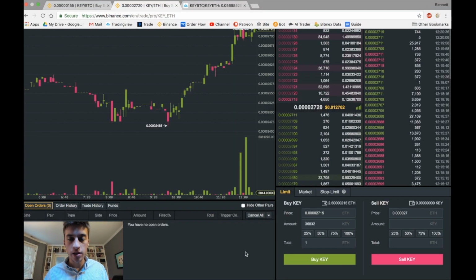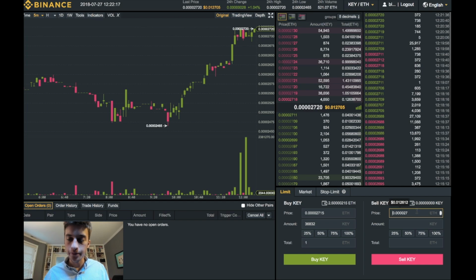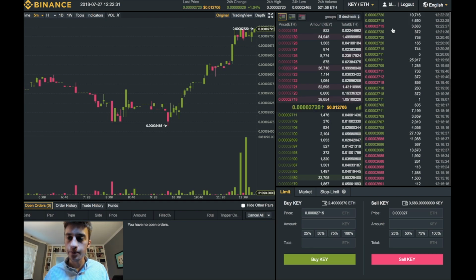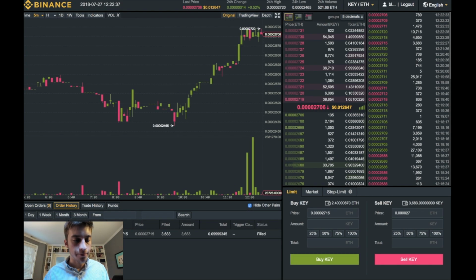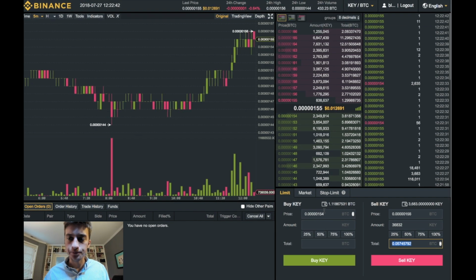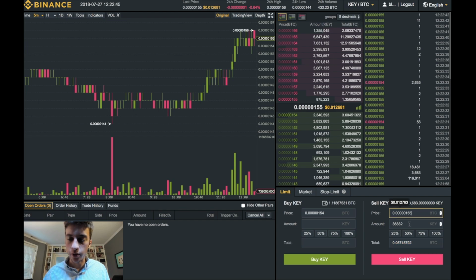Let us buy KEY at 2715. So I'm going to buy this at 2715. I'm going to use, as a test, 0.1 Ethereum. And let's see if we can get our order filled. So our order was filled at 2715, as you can see there, and we now have KEY. So let's go to KEY BTC here, and let me try to sell at 156. I'm going to put the maximum amount of KEY that I can, at 156, and I'm going to hit sell.